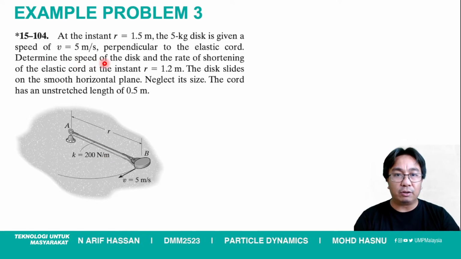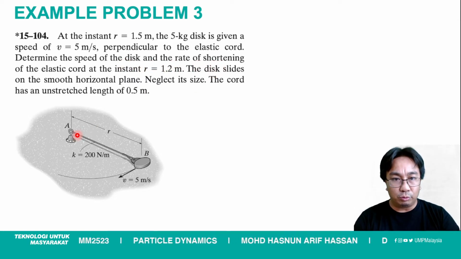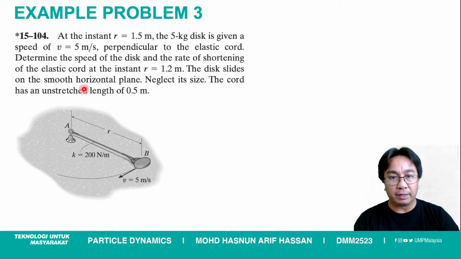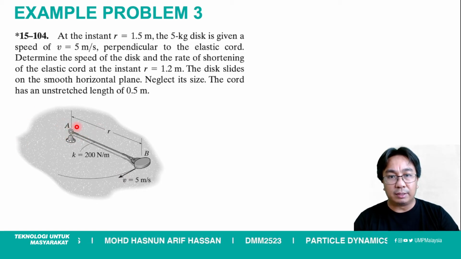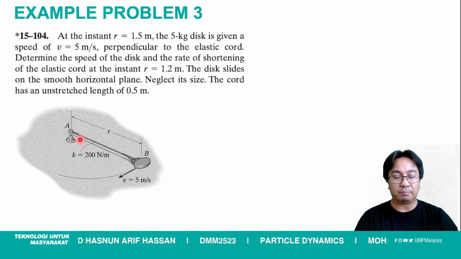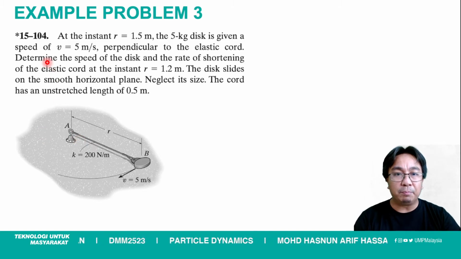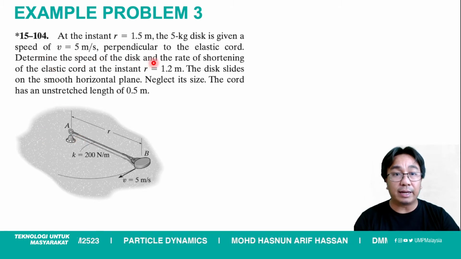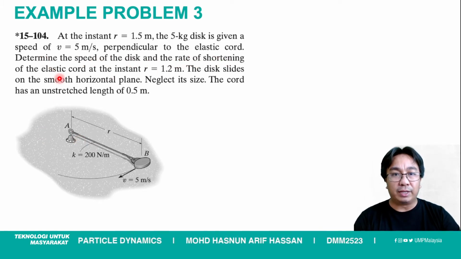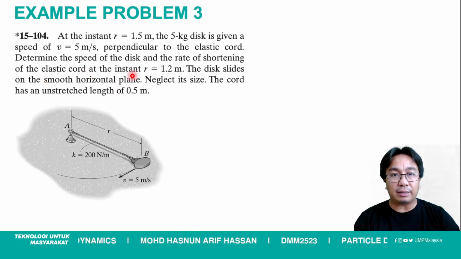Determine the speed of the disk and the rate of shortening. Due to the circular movement, the cord will be wrapped around this point A, and therefore it becomes shorter and shorter. So determine the speed of the disk and the rate of shortening of the elastic cord at the instant r equals 1.2.